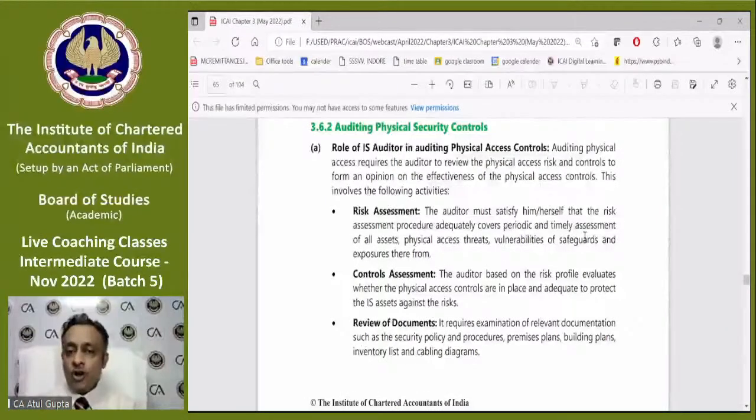That is how you go about it. So what does the auditor do? Do a risk assessment to satisfy whether the risk is adequately covered, vulnerabilities have been properly documented, and exposures have been mitigated. That is first. Second, control assessment. The auditor, based on the risk assessment done above, evaluates whether physical access controls are properly put in place, such as security guards. So if the risk is from theft, the security guard has to be properly kept. Let us take an example.